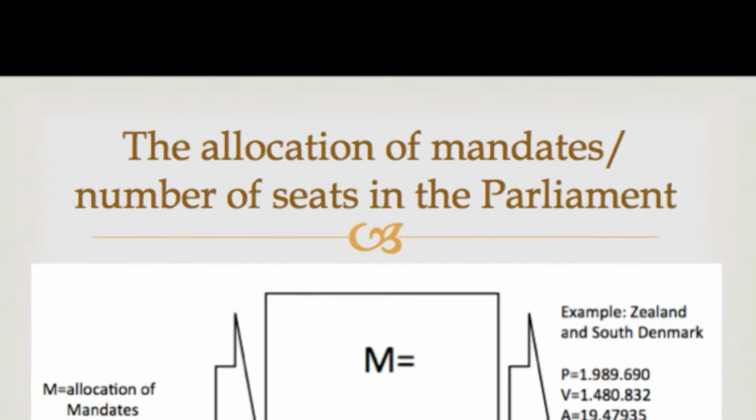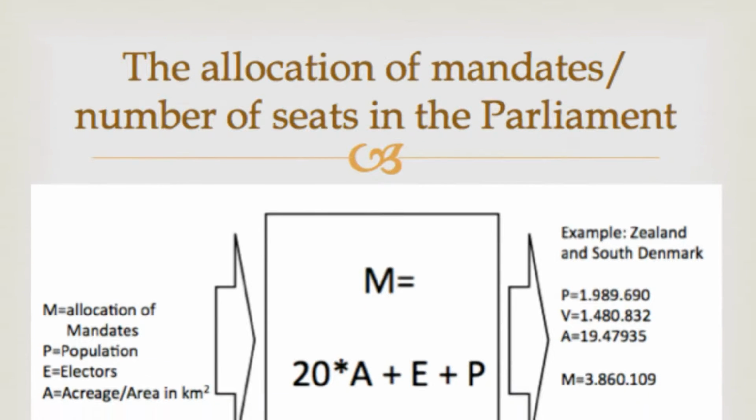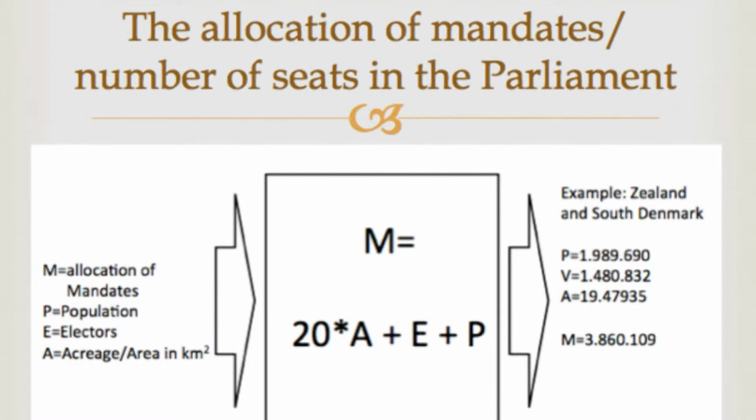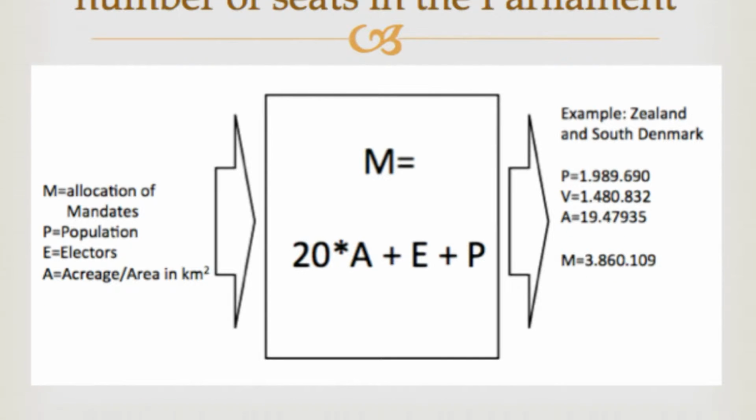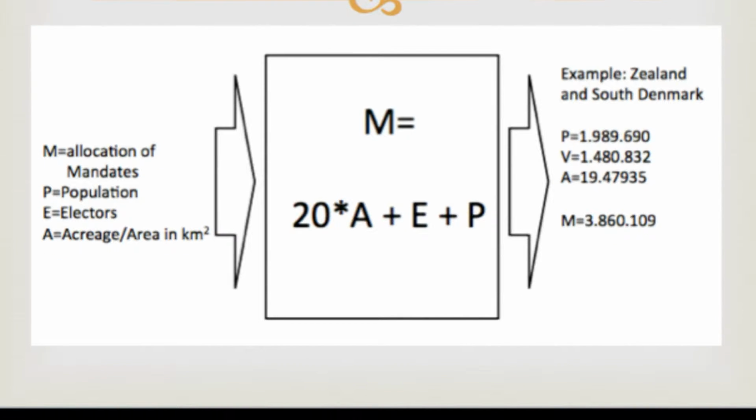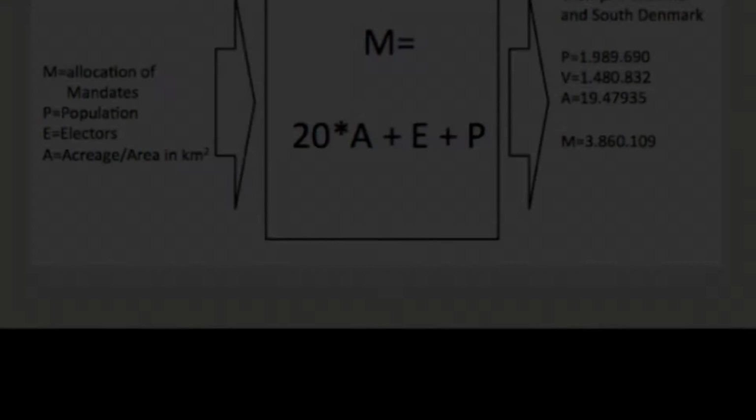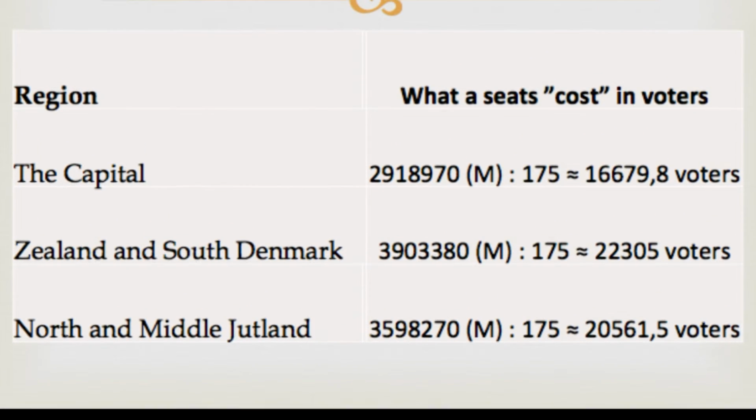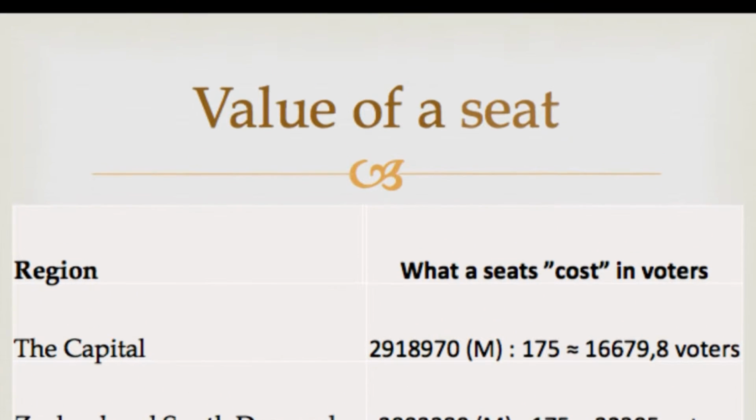In the Danish parliament there are 175 seats, and these are split between the 3 regions, so each region gets about the same number of seats. We have several mathematical methods we use when we have to calculate this. First, we start by calculating the value of a seat. That means how many votes a seat costs.